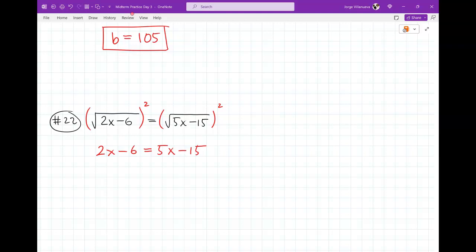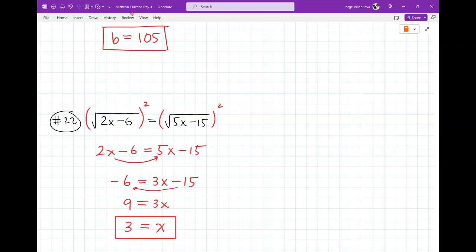And then I get to combine my terms. Let me get my 2x and move it over to the right side. So that positive 2x becomes a minus 2x. So 5x minus 2x is 3x. This will be negative 6 equal to 3x minus 15. And then I'll get that negative 15 and add it over to the left side. So it becomes negative 6 plus 15. That's 9. So that means x is equal to 3. Remember, on quizzes, you don't have to write x equals 3. If it's a fill in the blank, just type in 3 and move on.